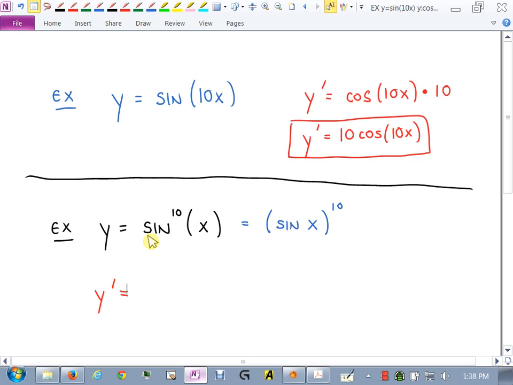So I'm going to write 10 of those keyboards, which was sine x, raised to the 9th power. And that would be the outer layer, wouldn't it? Times, now you're free to go inside to the next layer, which is the sine x, and take its derivative and tack it on. So what's the derivative of sine? Or what was the derivative of the keyboard? The keyboard was sine, right? It is cosine x. And you are done.